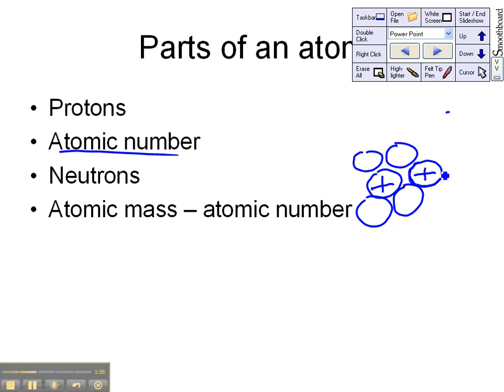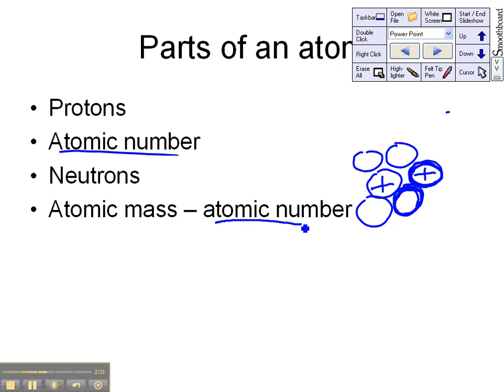Each of these protons weighs 1 atomic mass unit, and each of these neutrons essentially weighs 1 atomic mass unit. So something like beryllium has an atomic mass of 9.0122. Well, we would have to round that out. We would take 9.0122 and round it to 9, that's the closer number. We would take 9 minus the atomic number of 4 to get 5. So we can see that beryllium has 5 neutrons inside of it.